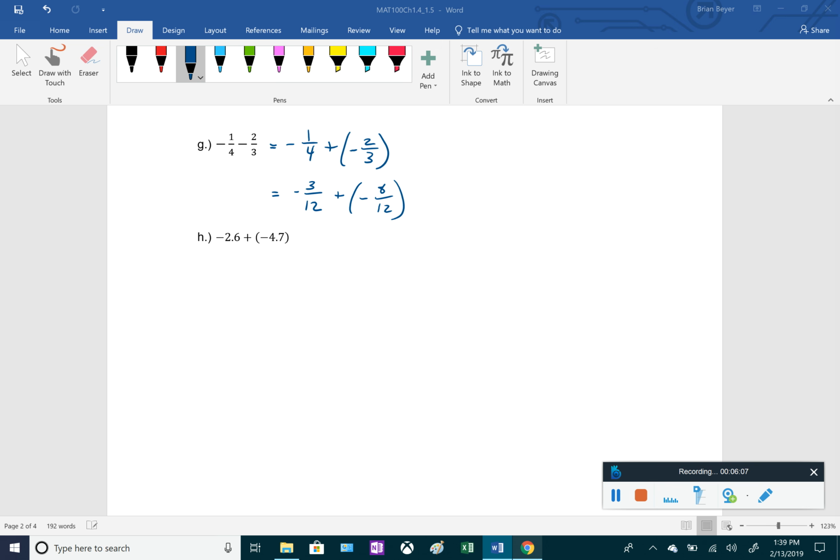When we're adding or subtracting fractions, we add or subtract the numerators and leave the denominator the same. So I'm going to bring those negatives up here. It's going to be negative 3 plus a negative 8/12. Negative 3 plus a negative 8, that's negative 3 minus 8, will give us negative 11/12.